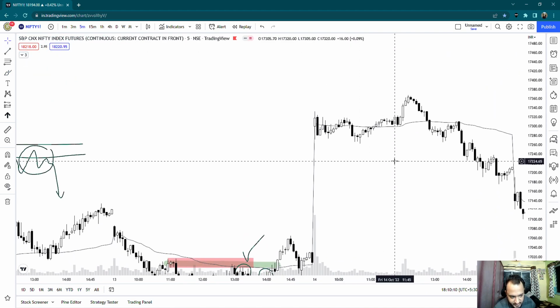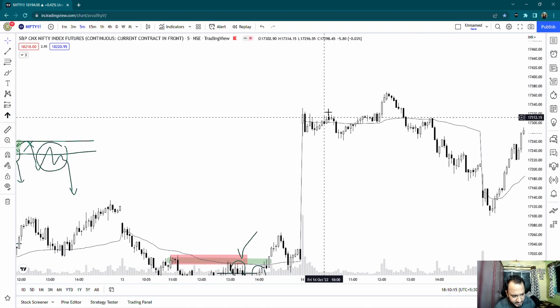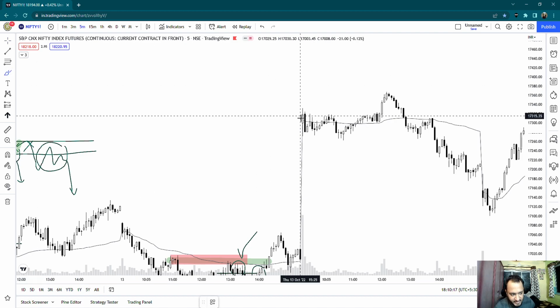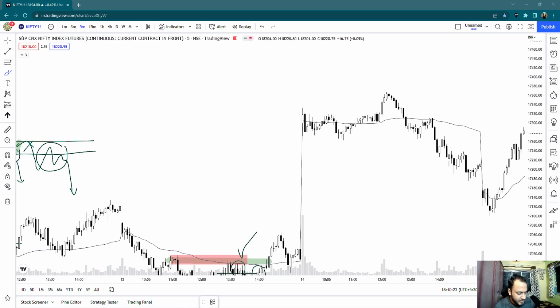So now for longs. Let's take an example of longs. Let's take this day because it's fairly complicated. You see price breaking up and down below the VWAP multiple times. So let's take this day as our final example, and then we'll end the video.